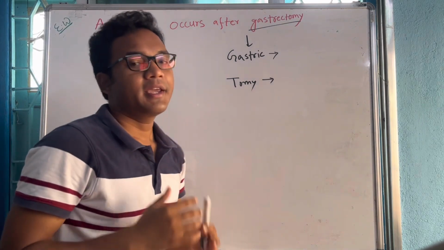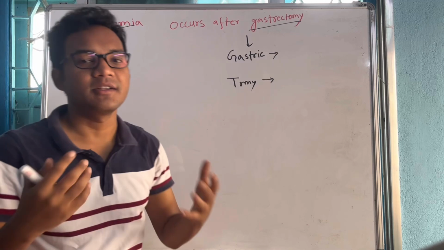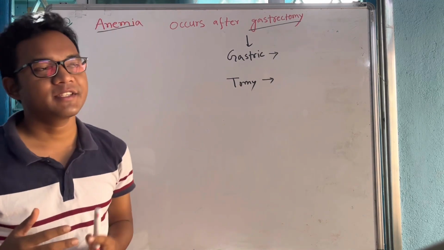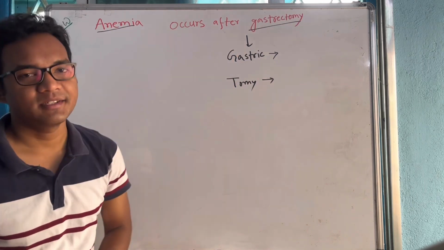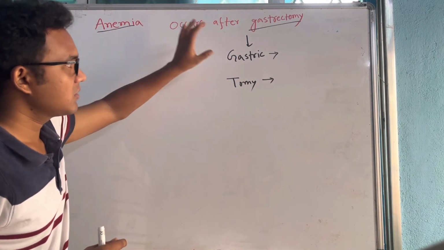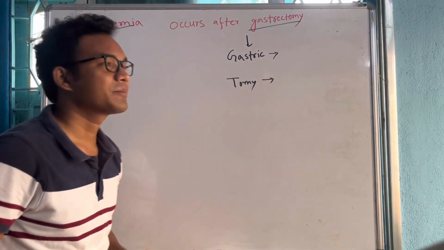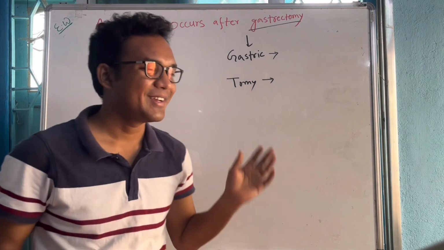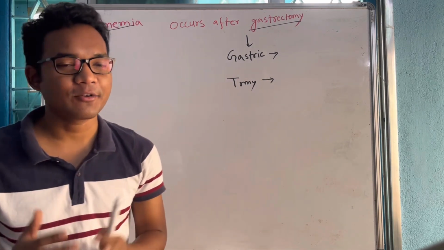Suppose a patient has stomach ulcer, it is known as gastric ulcer. Suppose a patient has inflammation in stomach, it is known as gastritis. Okay, so any relation with the stomach generally starts with this gastric. So what is tomy? Tomy means not Tommy Hilfiger. Tomy means surgical excision of any organ or part of the body.